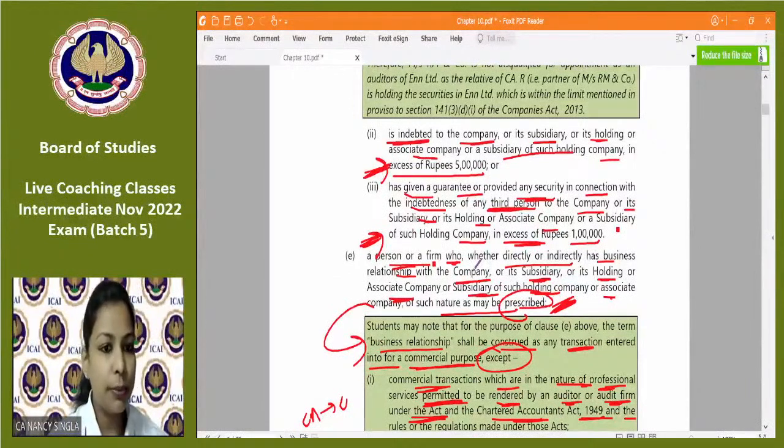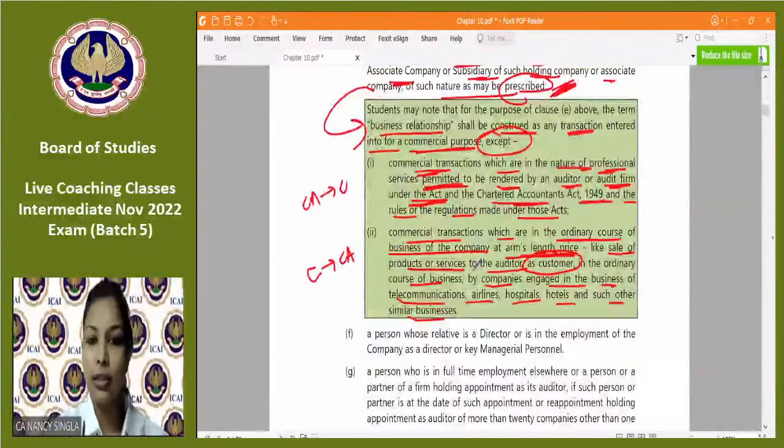और क्या रूल्स में बताया गया है कि बिजनेस रिलेशनशिप ट्रांजैक्शन ऑफ कमर्शियल पर्पस, जो कि पहला पॉइंट क्या है कि सीए इज गिविंग सर्विसेज टू द क्लाइंट, लेकिन परमिटेड प्रोफेशनल सर्विसेज होनी चाहिए एज पर द एक्ट, एज पर द सीए एक्ट एंड रूल्स एंड रेगुलेशंस मेड देयर अंडर. और कंपनी क्या दे रहा है, देखो कोई भी ऑर्डिनरी कोर्स ऑफ बिजनेस में कुछ भी सर्विसेज दे रहा है, लाइक सेल या ऑफ प्रोडक्ट या सर्विसेज, जो कि क्लाइंट उसको ऑडिटर को एज ए कस्टमर दे रहा है, एट आर्म्स लेंथ प्राइस दे रहा है, एंड मोर स्पेसिफिकली टेलीकॉम, एयरलाइंस, हॉस्पिटल, होटल्स एंड सच अदर सिमिलर बिजनेस.